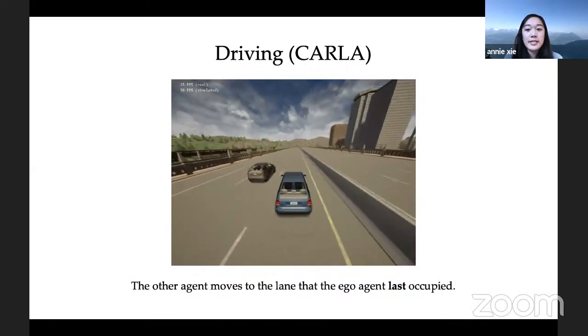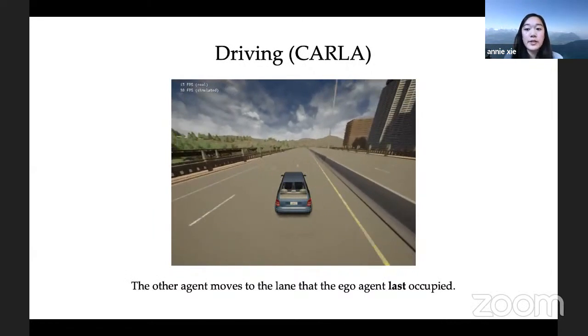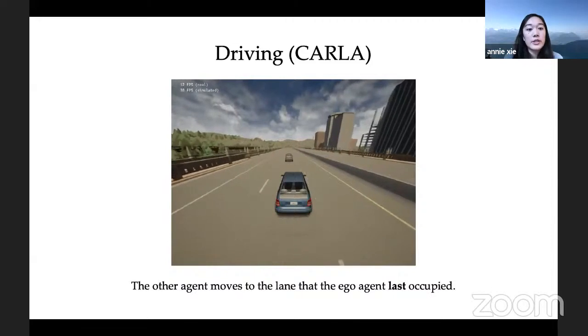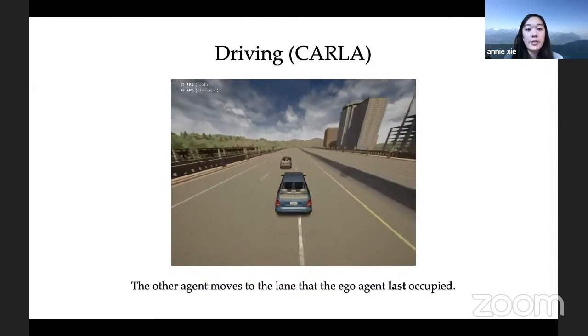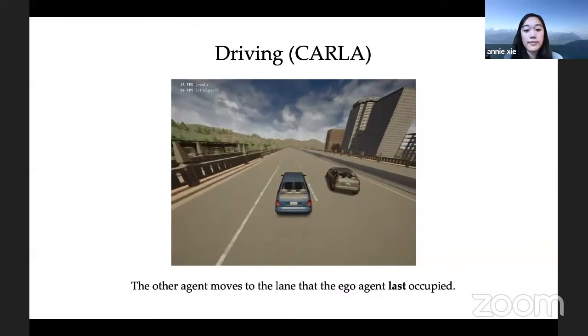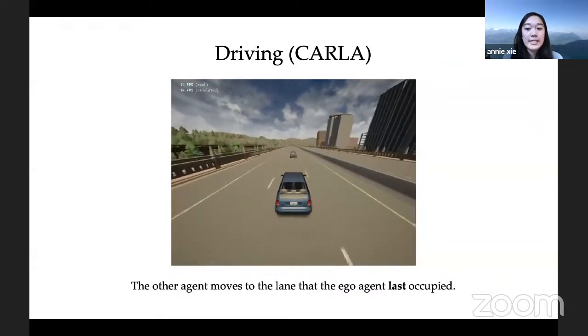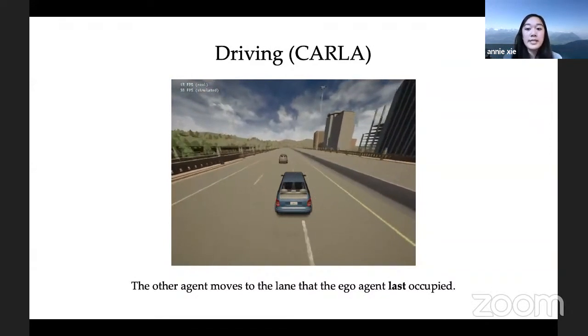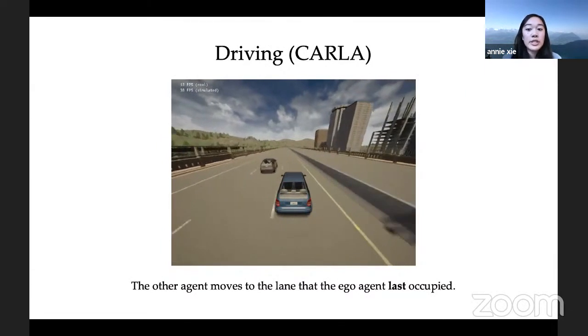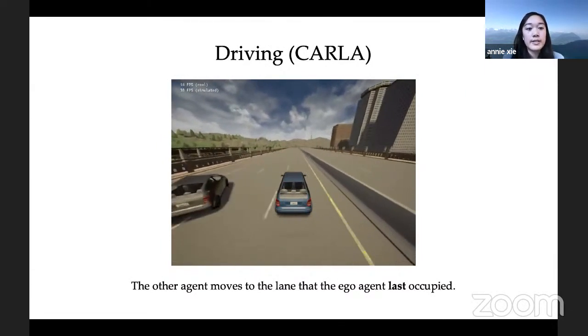In this next task simulated in Carla, during each interaction, the ego agent, which is controlling the blue car, needs to pass the other agent, which is controlling the tan car. The other agent recognizes that the lane the ego agent passes in is faster, and so it'll merge into this lane during the next interaction.